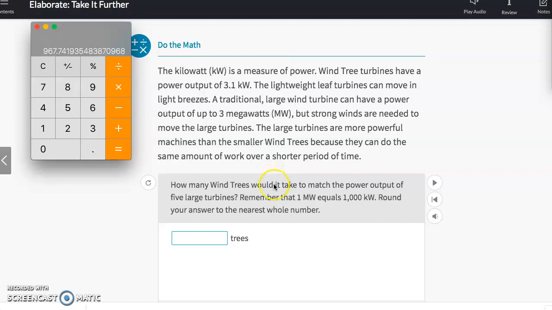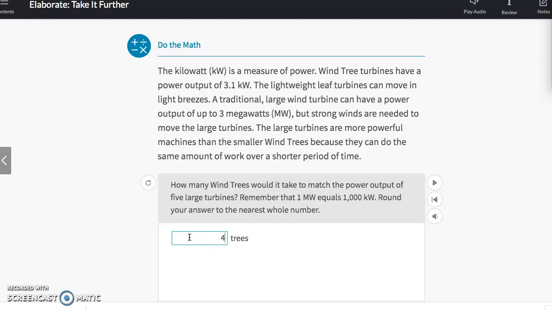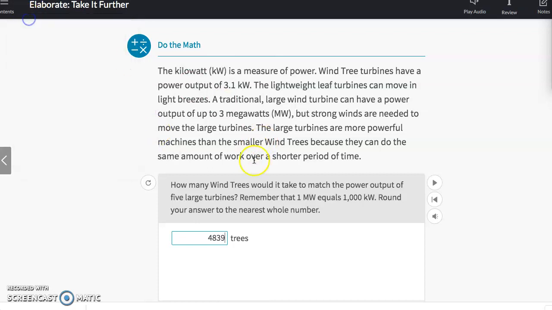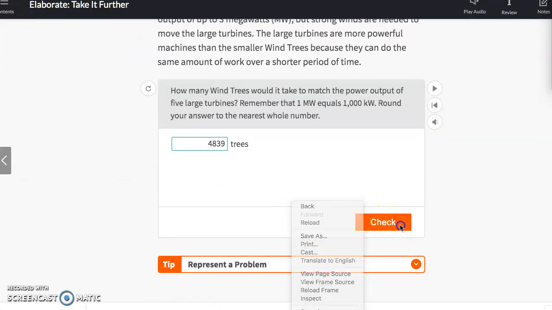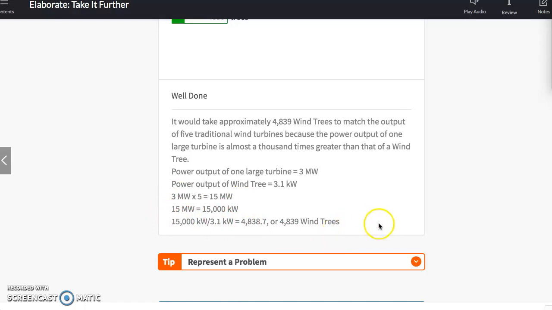And it's asking how many trees would it take for the power output of 5 turbines. So then I'm going to take this. This is 1 turbine. Just multiply it by 5. It says round your answer to the nearest whole number, actually. So 4838.7. 7 is higher than 5, so I'll round up. 4839, yes. So we'll take 4,839 trees. They're just showing you what I did.